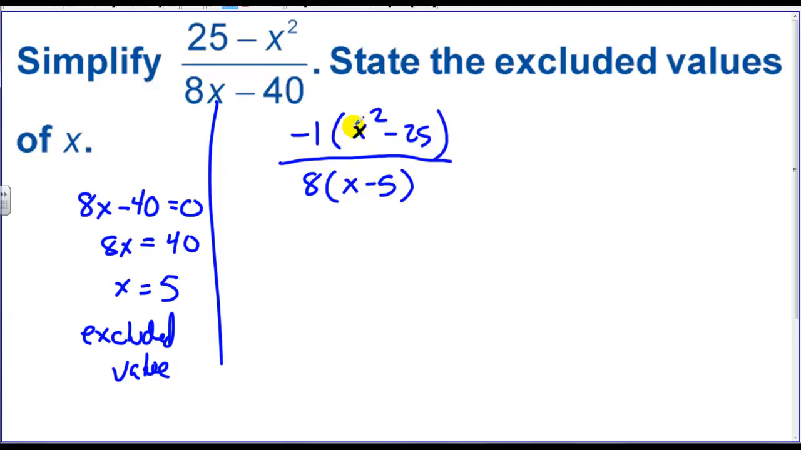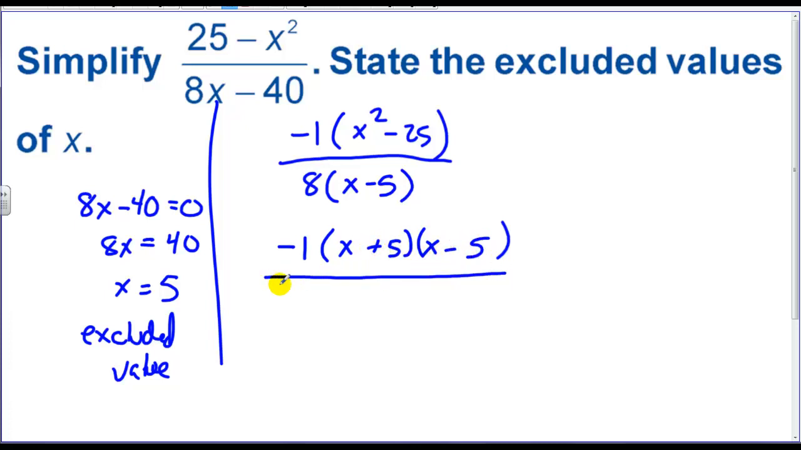Now if you'll notice, the numerator has a perfect square term in it. And it's a difference of two squares. So we know how to factor those. That goes to x and x, 5 and 5. And since I need a negative, I'm going to have a positive and a negative term. And that's all over negative 8 times x minus 5.